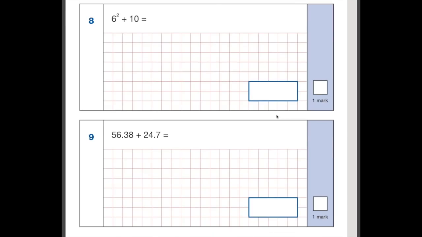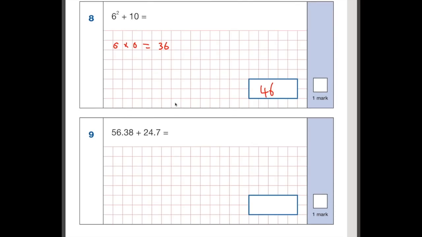Okay, the questions are going to get slightly harder now. So number 8 is 6 squared plus 10. We need to do this first. If you think back to your BODMAS, 6 squared is the same as 6 times 6. 6 times 6 equals 36. Plus 10 is 46.